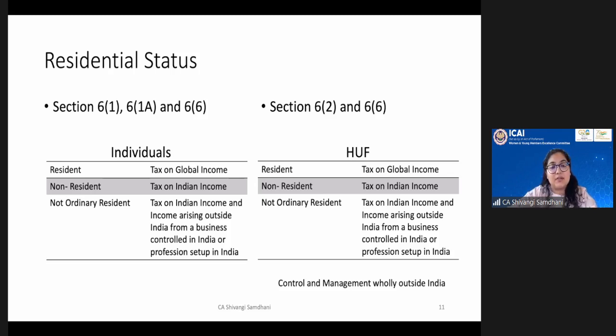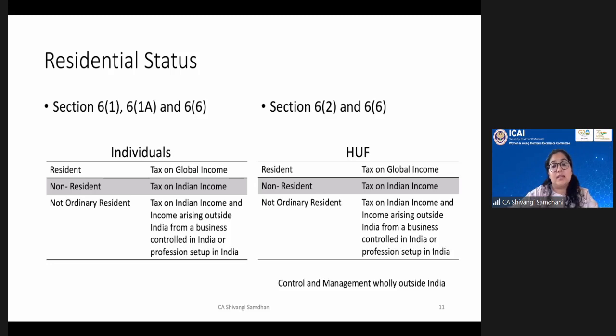But in case of HUF, it is not driven by just the calculation of the number of days of stay. It is more dependent upon control and management of the HUF. So if control and management is situated wholly outside India, then the HUF is a non-resident. But if it is partly in India, partly outside India, or fully in India, then the HUF is a resident HUF. And accordingly, the provisions of Section 5 and Section 6 would apply.